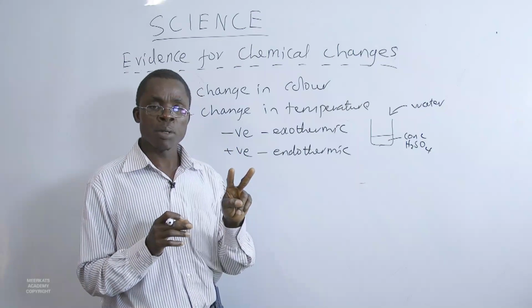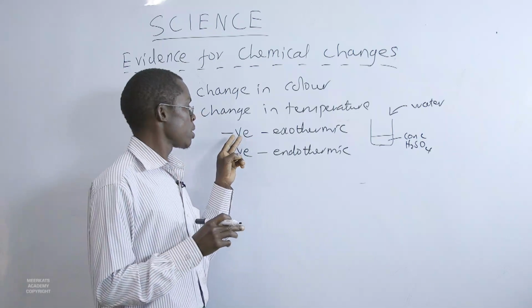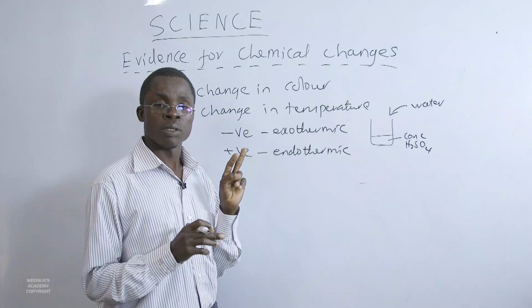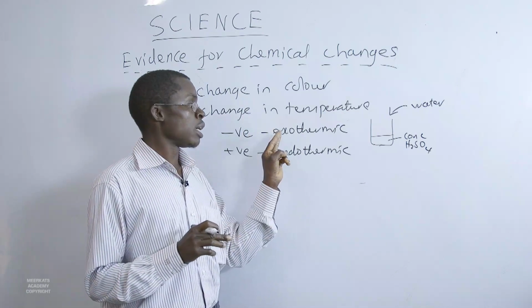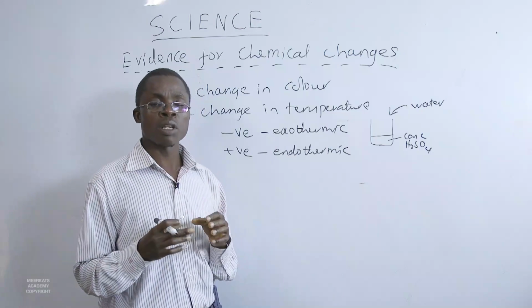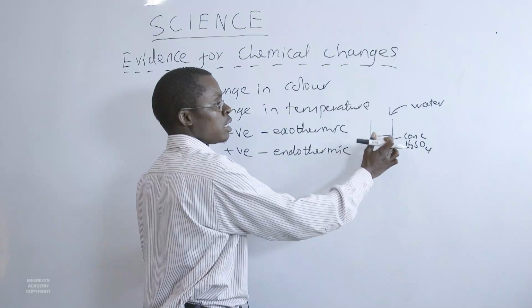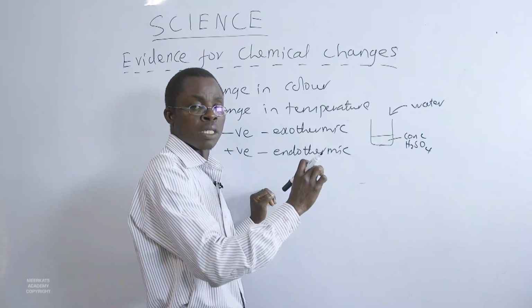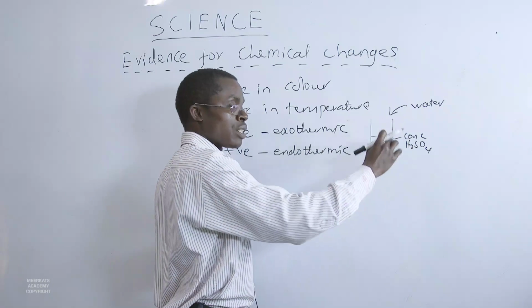However, in the change in temperature, we have two aspects. Is it change in temperature negative or change in temperature positive? Change in temperature negative is called exothermic. And what does exothermic mean? Exothermic means the system here is now water and sulfuric acid combined. Concentrated sulfuric acid.